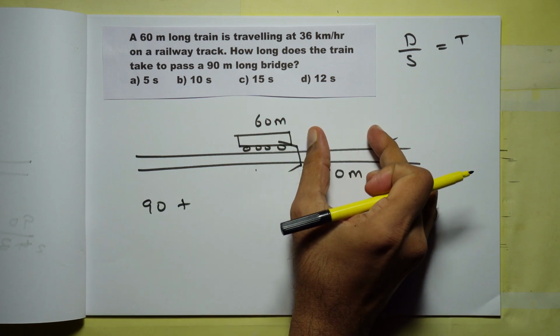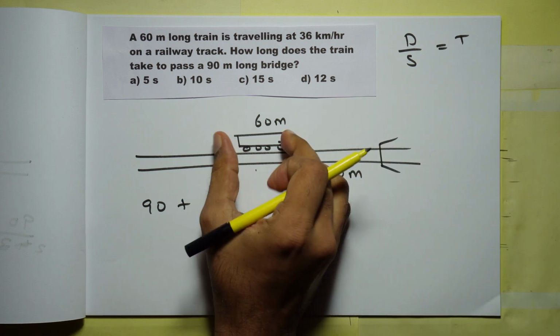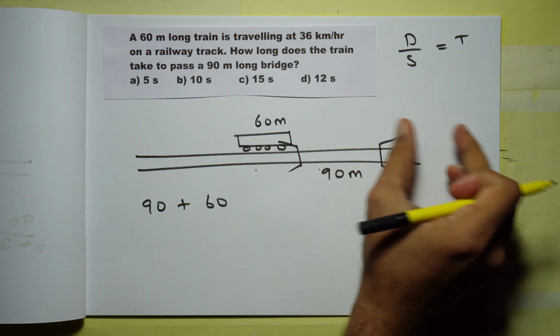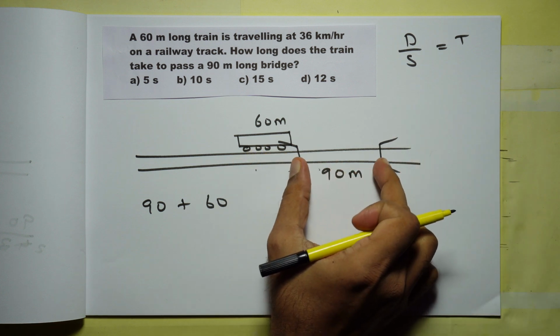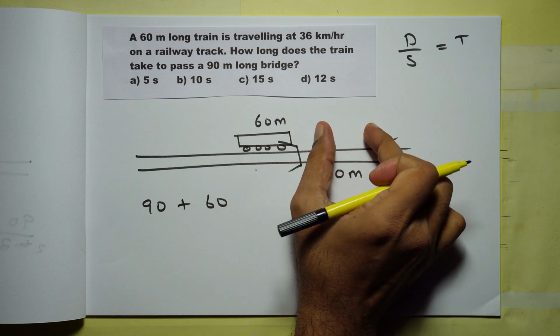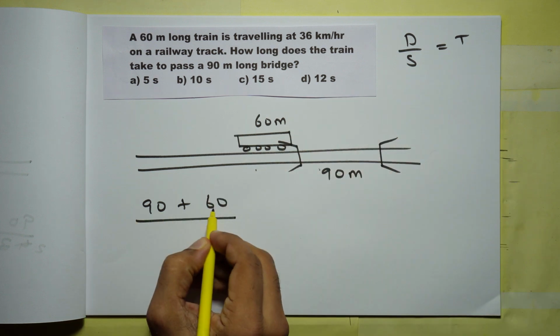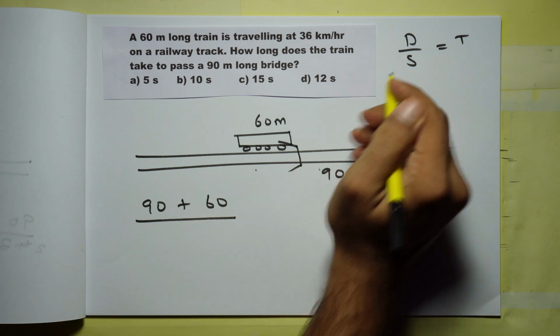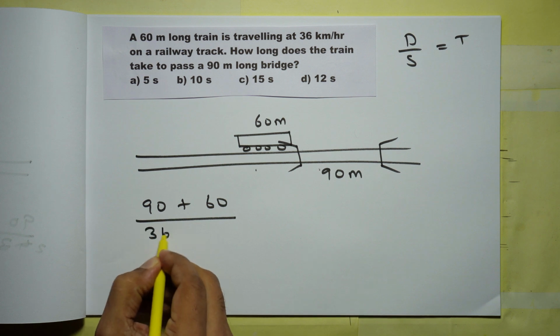Then the train will be here. Then its own body length 60. Then the train will be completely ahead of the bridge, or the train will pass the bridge. So first the length of the bridge, train will be here, then its own body length 60. So distance to be moved is 90 plus 60. By speed gives you time. Speed is 36 kilometers per hour.